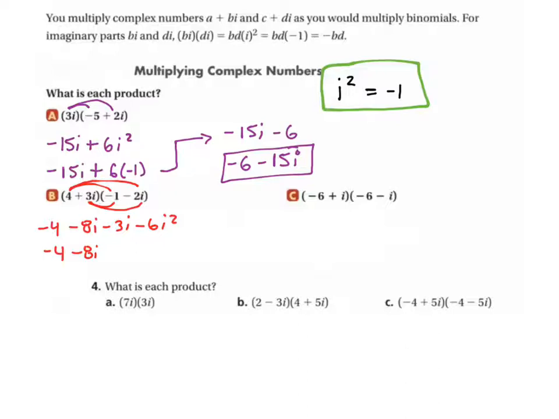Well, in this case, let's go ahead and combine like terms here. 8i and -3i become -11i. And then we've got +6 because we multiplied by the -1. So the -4 and +6 are going to give us a final answer in this case of 2 minus 11i.